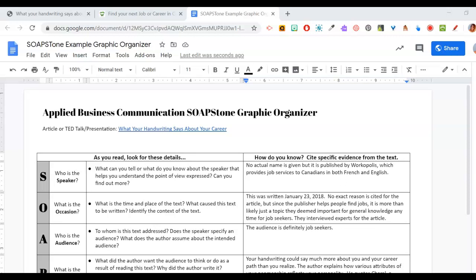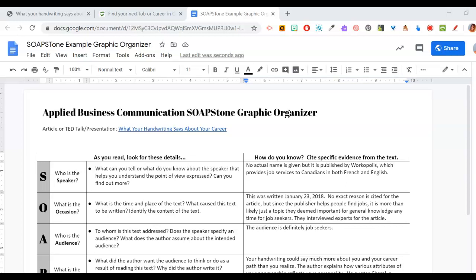I wanted to provide you an example of what's called the SOAPStone graphic organizer, which is really handy for reading particularly nonfiction things that may or may not have a slant, but that you need to find out, like, is this a legitimate source and what are they really trying to get across? So you're going to implement the SOAPStone graphic organizer with either an article that has to do with skills needed in a career, or you could even find a TED talk or a presentation on YouTube and watch it and then use this graphic organizer there.